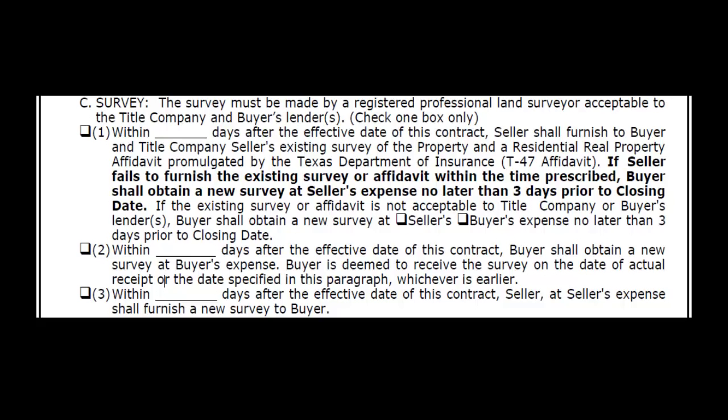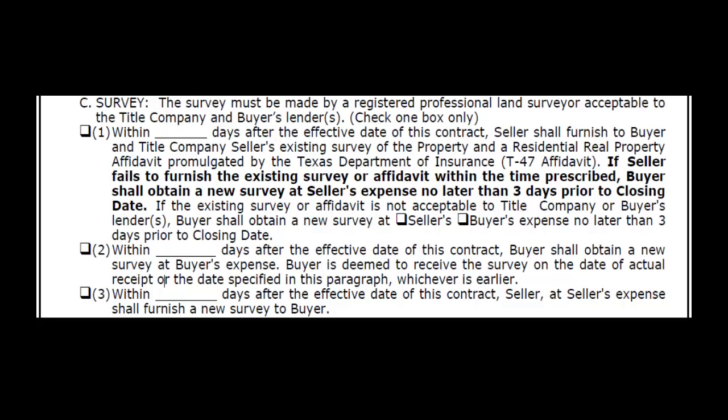Okay, so let's just go back up to the top, and I'm just going to read through this and kind of nerd out on it. The survey must be made by a registered professional land surveyor, no problem, acceptable to the title company and the buyer's lender. Okay, so it's got to be acceptable to the title company and buyer's lender. All right, let's say that we're checking box number 1.